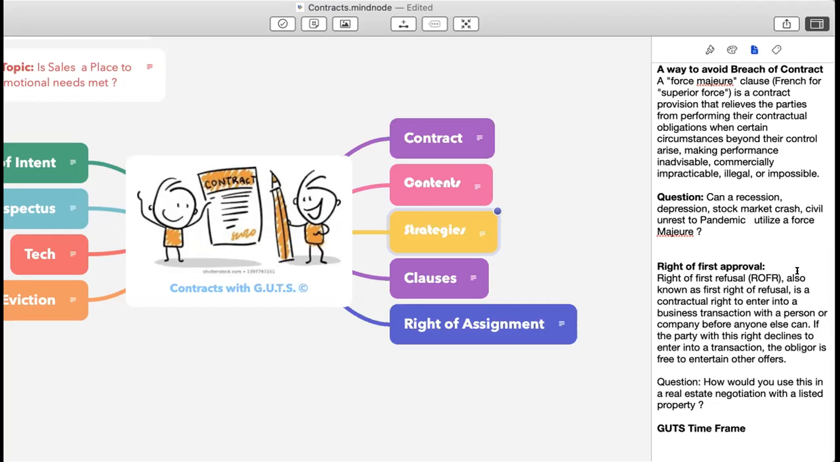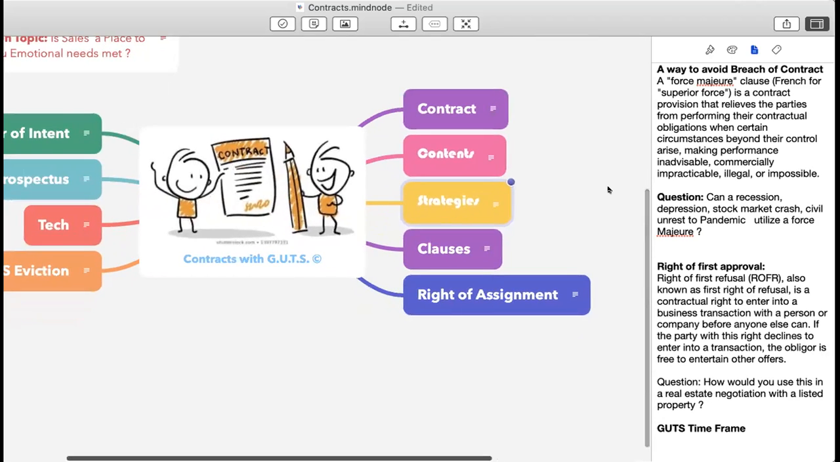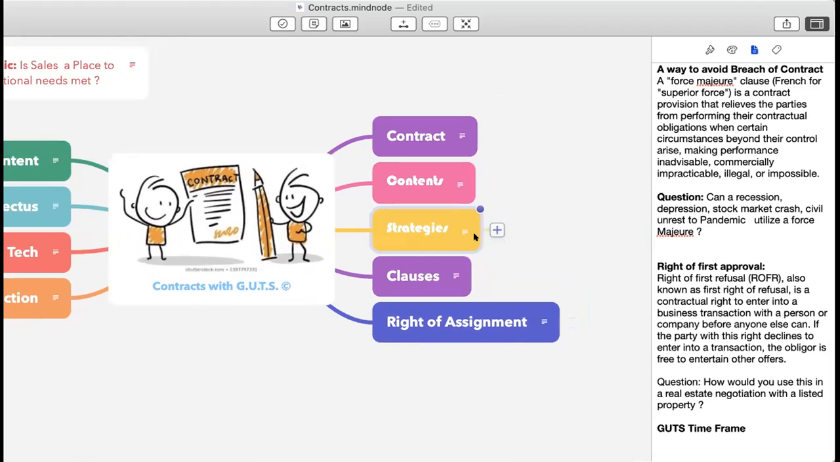Right of first refusal. Sometimes we're negotiating with somebody who has a property. They've done a deal with a realtor or somebody else. Would you like to have the opportunity legally for them to come to you and do the deal with you first? A right of first refusal is a great paragraph to have in there.